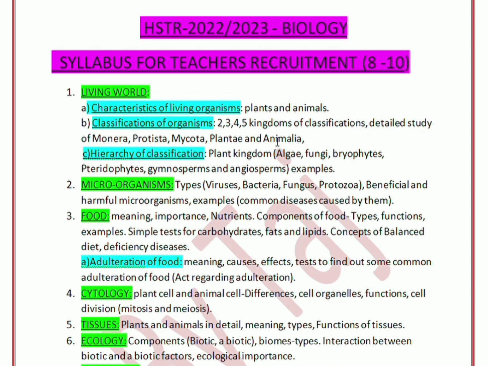About the detailed study, you also have to learn about the Monera, Protista, Mycota, Planta and Animalia. And another category you have to learn in this is the hierarchy of classification. In that, specially the plant kingdom, algae, fungi, bryophytes, pteridophytes, gymnosperms and angiosperms, as well as the animal kingdom, you have to learn in this chapter.